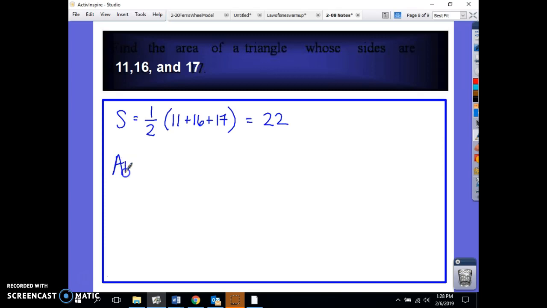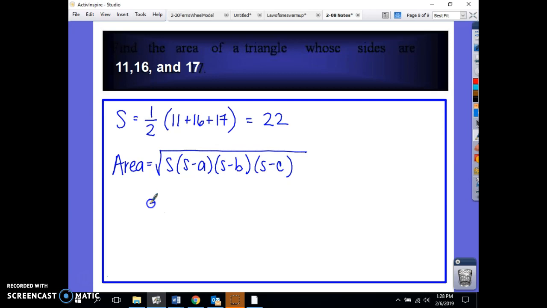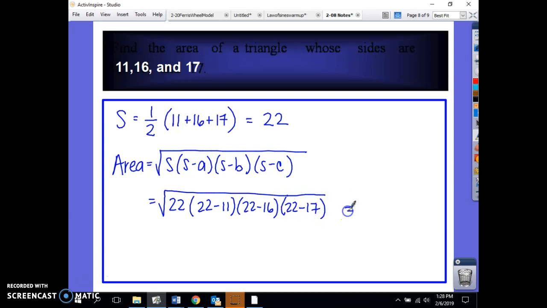Okay, so then to find our area, we're going to use our formula again. Remember, that's S, S minus A, S minus B, S minus C. So we are going to have the square root of 22, and then 22 minus 11, 22 minus 16, and 22 minus 17. Then you're going to open up your calculator, okay? And when you get your final answer, you're going to get 85.21 square units. And guys, that is the area of your triangle.